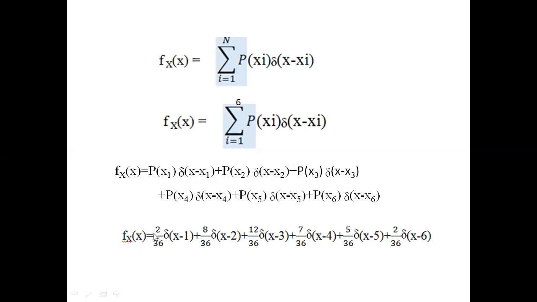Small f_X(x) equal to 2/36 δ(x − x1). That means p(x1) is 2/36, x1 is 1. P(x2) is 8/36, x2 is 2. P(x3) is 12/36, x3 is 3. P(x4) is 7/36, x4 is 4. P(x5) is 5/36, x5 is 5. P(x6) is 2/36, x6 is 6. So finally we get the required density function.